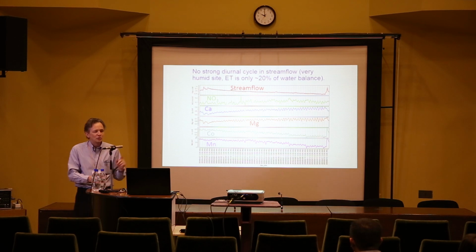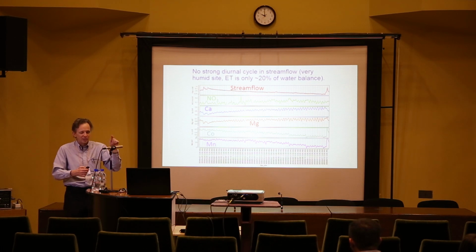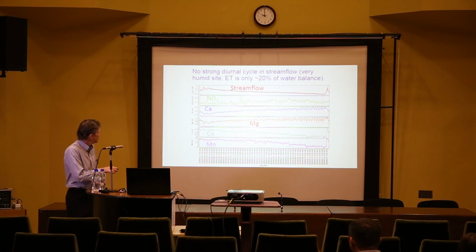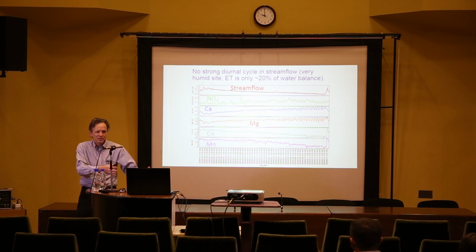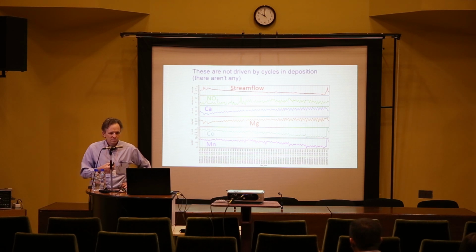Okay. And these cycles are not driven by a daily cycle in stream flow, because as you can see, there's almost no daily cycle in stream flow because it's such a humid place. There's very little evaporation, and so the stream flow is simply not highly variable.